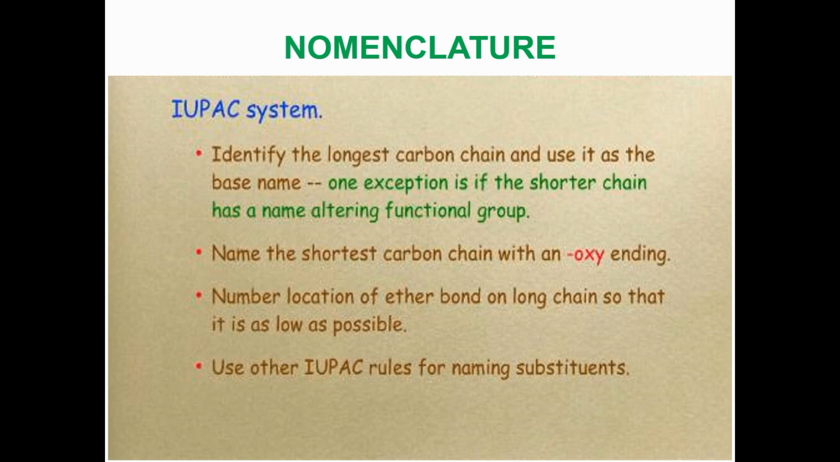Then name the shortest carbon chain with an "oxy" ending, unlike the other method we talked about with "-yl". Number the location of the ether bond. Wherever this ether bond is located on the chain, you have to give it the minimal number because it's a functional group of the compound. Then use other IUPAC rules of naming substituents. Let's look at examples.